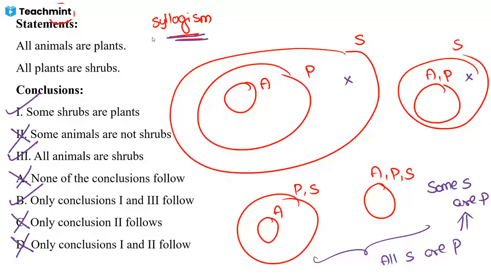If they give new questions also, we have to draw all possible diagrams for that, and see which conclusions satisfy all diagrams.